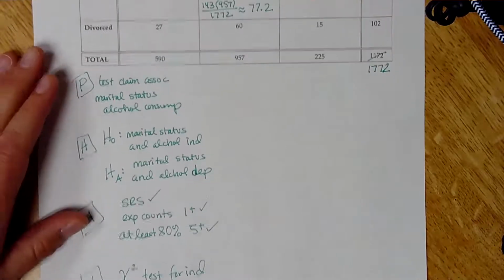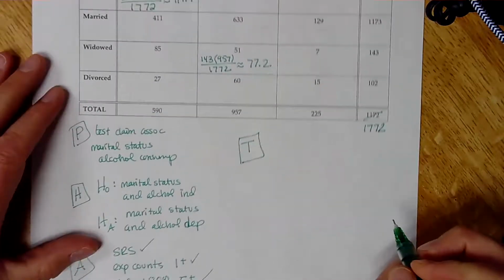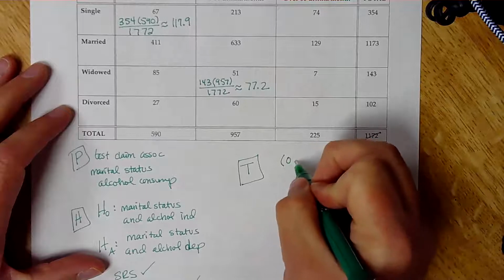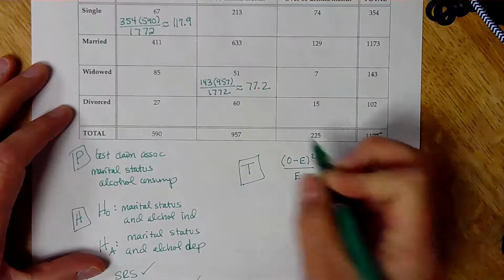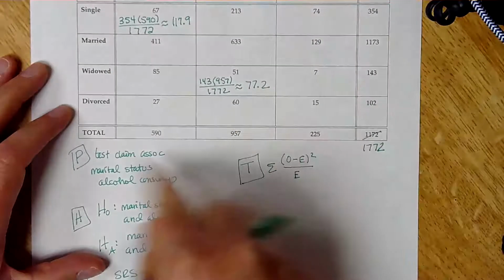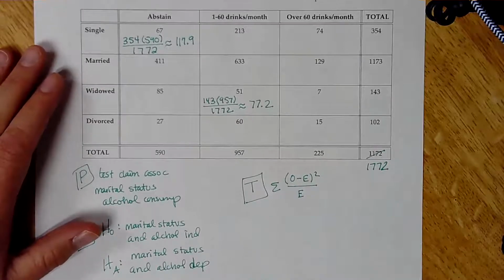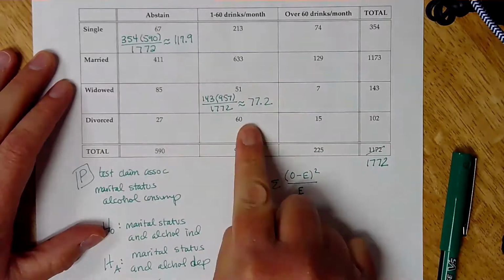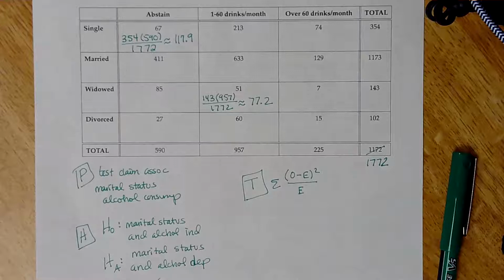To get our test statistic, I need to calculate, for each box up here, all 12 of these, the observed minus the expected, squared, over the expected, and then I need to add all of those up. That will give me my chi-squared test statistic. So let's switch over to Excel and see if there's a faster way to get these expected values, and then we'll work on getting this test statistic. Give me a second and we'll switch over.